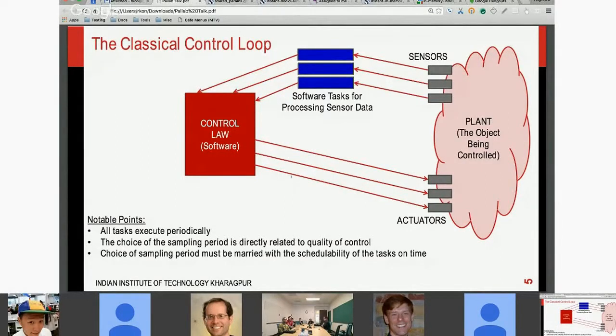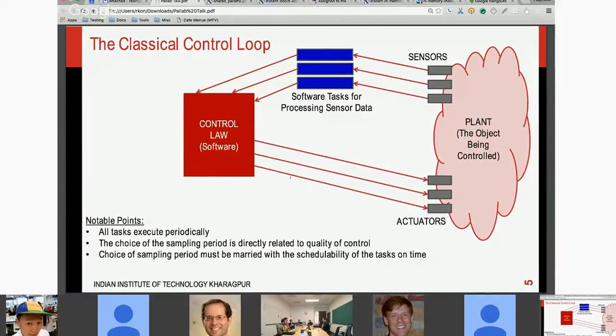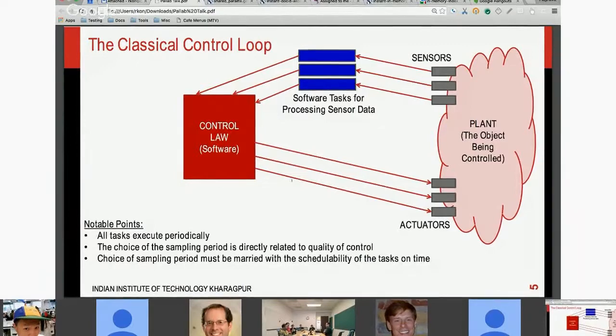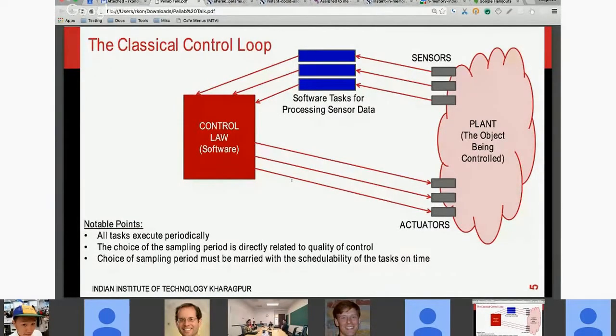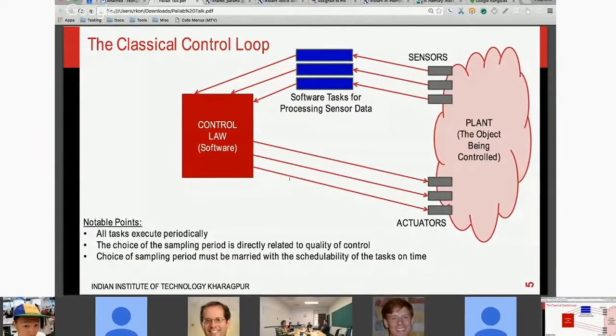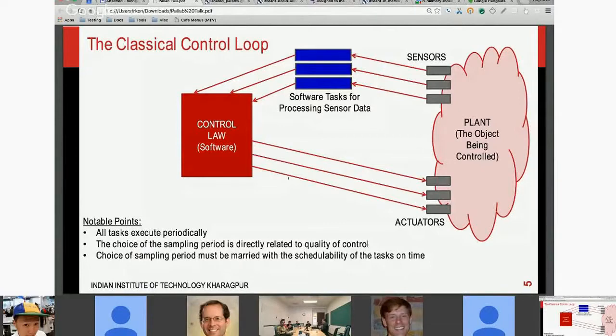A very important point here is that in the classical way in which we implemented control systems, the rate at which the sensors need to inspect the plant and the rate at which the software tasks need to process the data and the control law needs to be applied was something that the control engineer determined from control theory. For sampling at a particular granularity, you can design a controller using control theory. And then the embedded system designer's task is to ensure that all these software tasks are done periodically and on time, so that the control law execution is as prescribed by the control engineer.